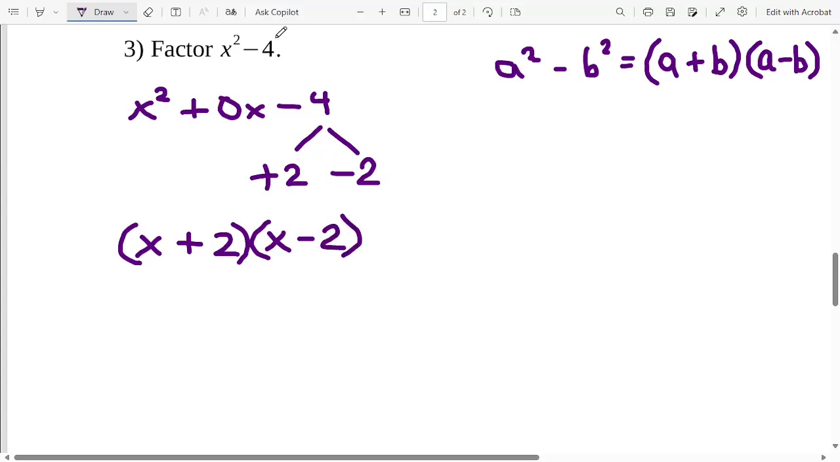You see what we did here? We took the square root of this. This is like b squared. So the square root of 4 is 2. And then the square root of x squared, which is a squared, is x. So we have x plus 2 times x minus 2. It follows the pattern for a difference of squares problem. But again, I don't like to really memorize this stuff. I like to just approach it with a general method, which works for everything, including special cases.